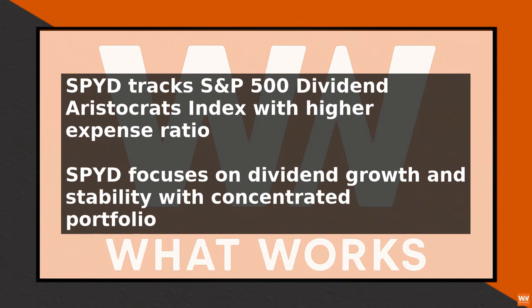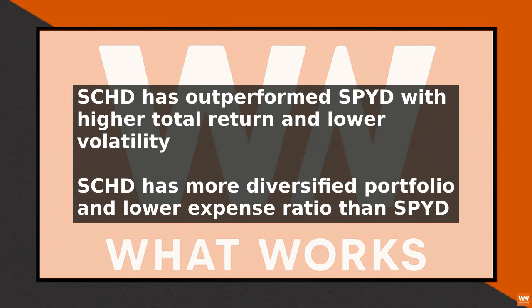SCHD has a more diversified portfolio with stocks from various sectors, while SPYD has a more concentrated portfolio with a larger allocation to consumer staples and industrials. When it comes to performance, both ETFs have delivered strong returns over the past few years. However, SCHD has slightly outperformed SPYD, with a higher total return and lower volatility. This is likely due to its more diversified portfolio and lower expense ratio.